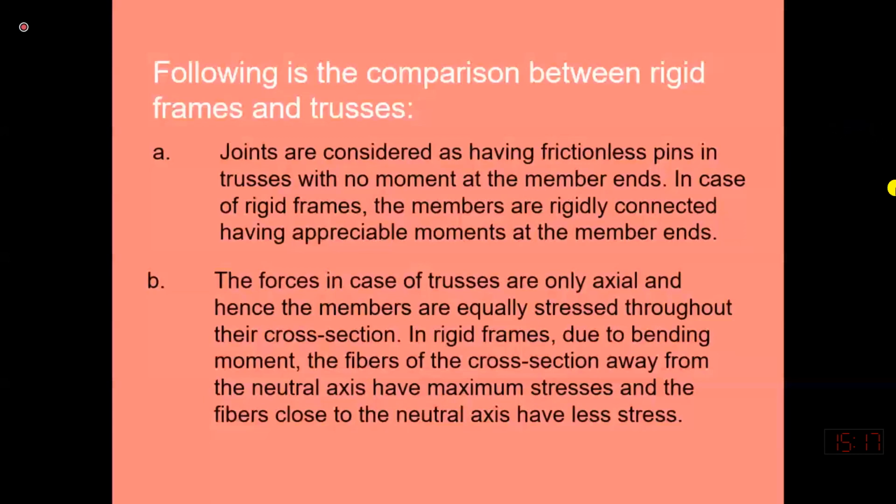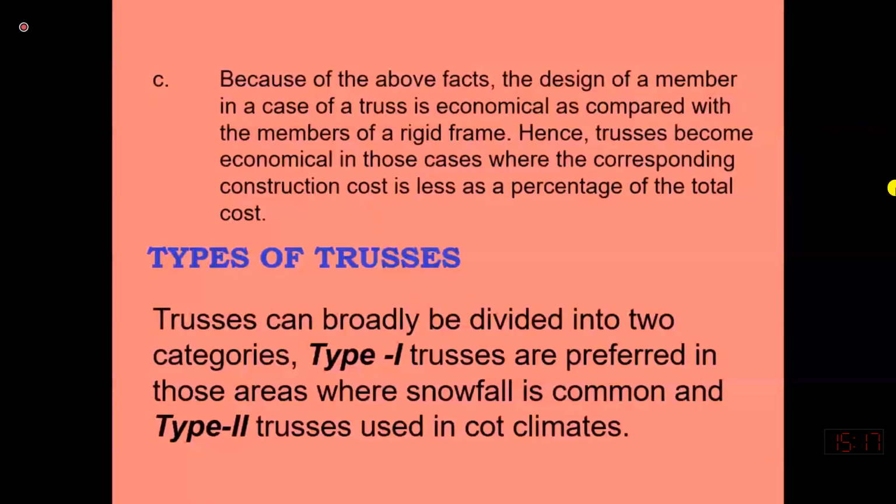In case of a beam also, one side is subjected to compression and the other side is subjected to tension, and vice versa. But in case of trusses, if one member is in tension, the entire length of the member is subjected to uniform tension. Similarly, if a member is subjected to compression, the entire length of the truss member is subjected to compression. Because of the above fact, design of a member in case of a truss is economical compared with the member of a rigid frame. Actually, if I want to design a rigid frame, meaning a beam.